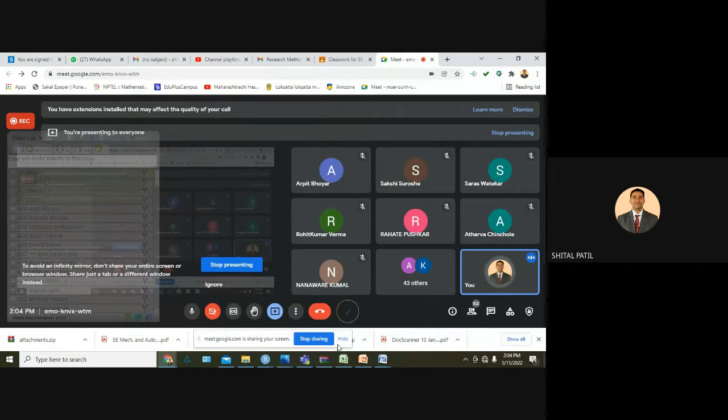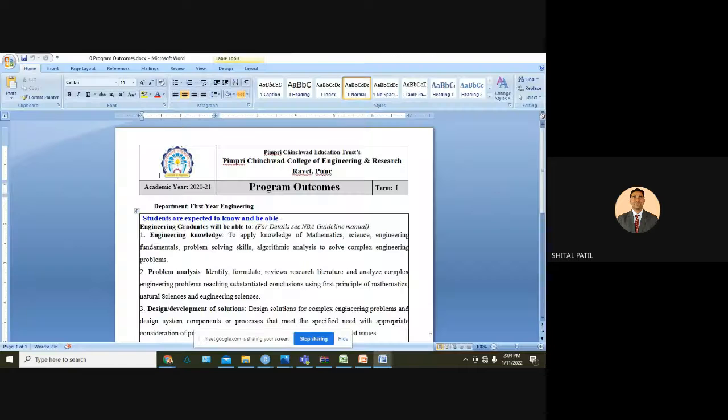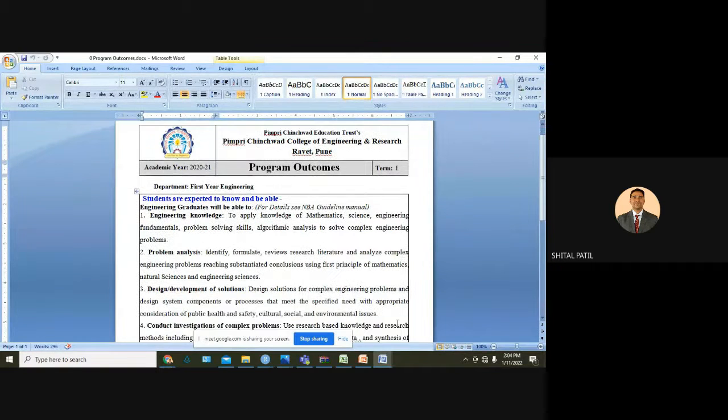Hope the screen is visible to you. So let me start again with the program outcomes. Hope you remember what the program outcomes are. The vision and mission of the college as well as the department might be known to you, so I'll not repeat that part. Let me start with the program outcomes. Twelve program outcomes are there.